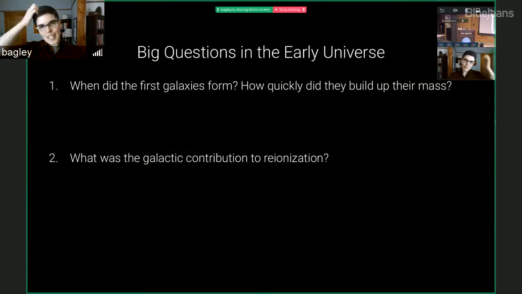Taking a step back and looking at some really broad questions, I'm really interested right now in addressing when the first galaxies formed in the universe, how quickly they built up their mass, and what the galactic contribution to the reionization of the IGM was. Addressing these questions requires that we understand the population of galaxies, both faint and bright: how stellar feedback affects the faint end, how AGN feedback affects the bright end of the luminosity function, and how star formation efficiencies play a role. So it really requires that we start to sample the full population of galaxies.